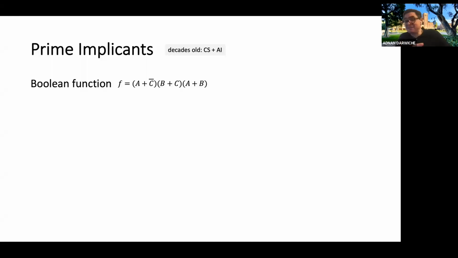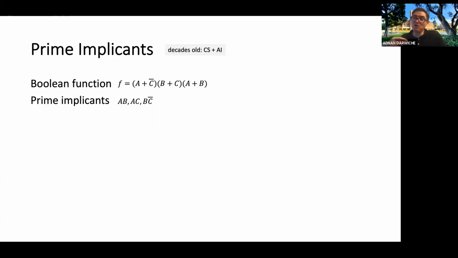Boolean function. And this is decades old, in computer science more broadly, not just in AI. You have a Boolean function like this over three variables. The notion of a prime implicant is a minimal setting of the variables that will trigger the function. In this case, there are three prime implicants. What does that mean? If you set A to true and B to true, this function will trigger, regardless of what the value of C is. And there's no strict subset of this that will guarantee that. Here's another prime implicant. If you set A to true and C to true, you will trigger the function, regardless of what B is, and so on.